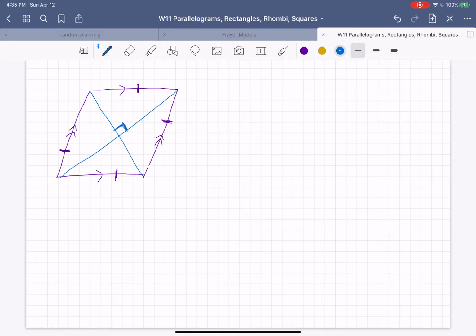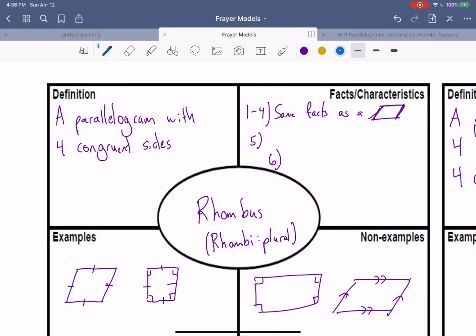The more interesting thing here is that because all the sides are congruent, we have a lot of symmetry in this shape. So that means all of the corners are getting cut in half, because we have all these congruent triangles inside of our rhombus. So let's go back to our Frayer model.